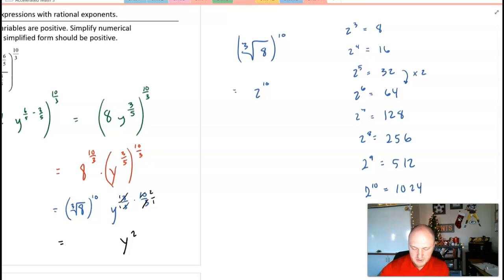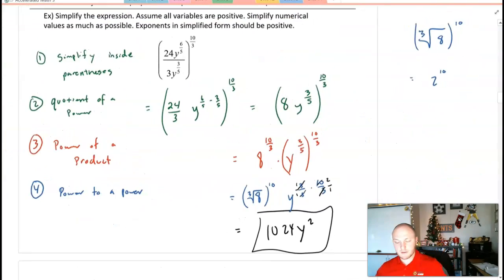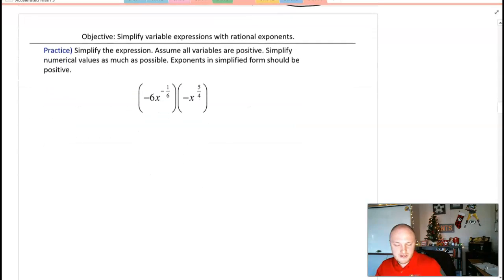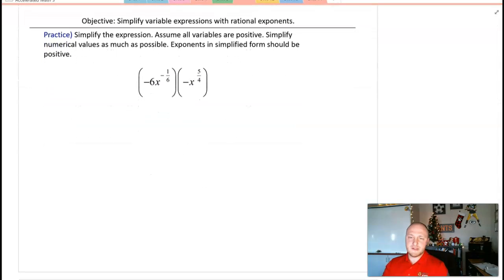So our answer would be 1024 y squared. And there is your answer. Not too bad, right? Not too bad. Okay, here is a practice problem. Please go ahead, pause the video and give this one a go.